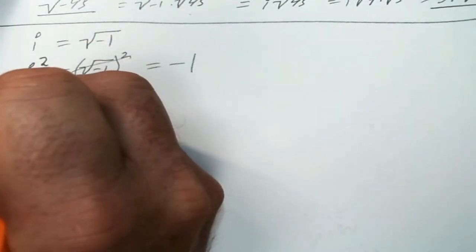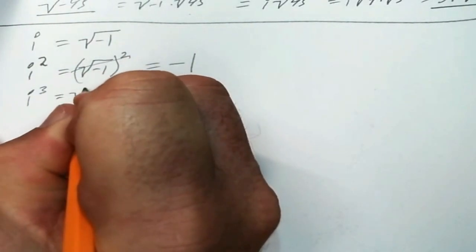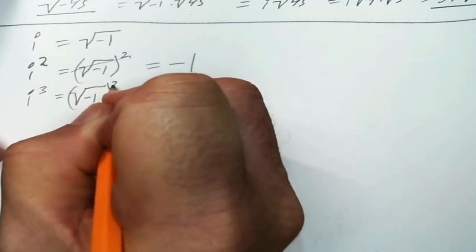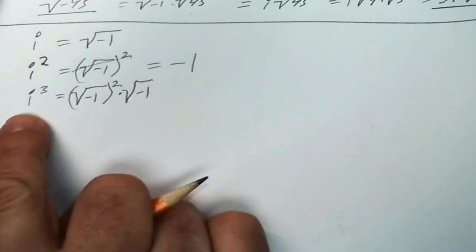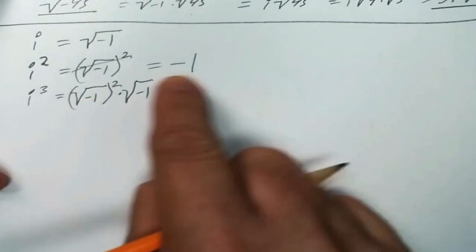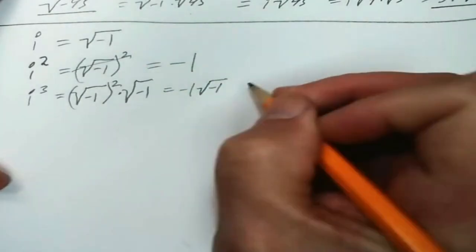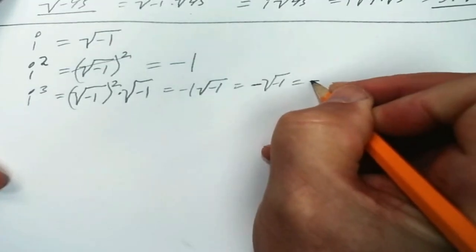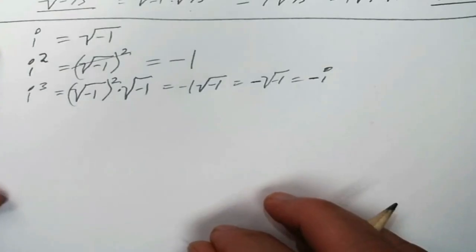How about i to the third power? Well, that is the square root of negative 1 squared times another square root of negative 1. I could break the third power out to be a squared and a 1. And we know that this equals negative 1, so it's just negative 1 times the square root of negative 1, which means it's just the negative square root of negative 1, or negative i. You can take a picture too, so we feel perfect.